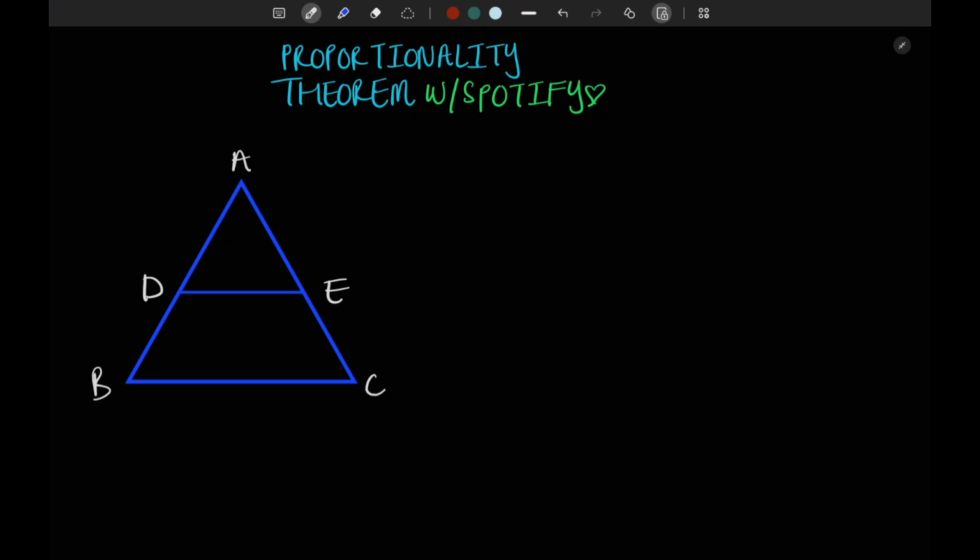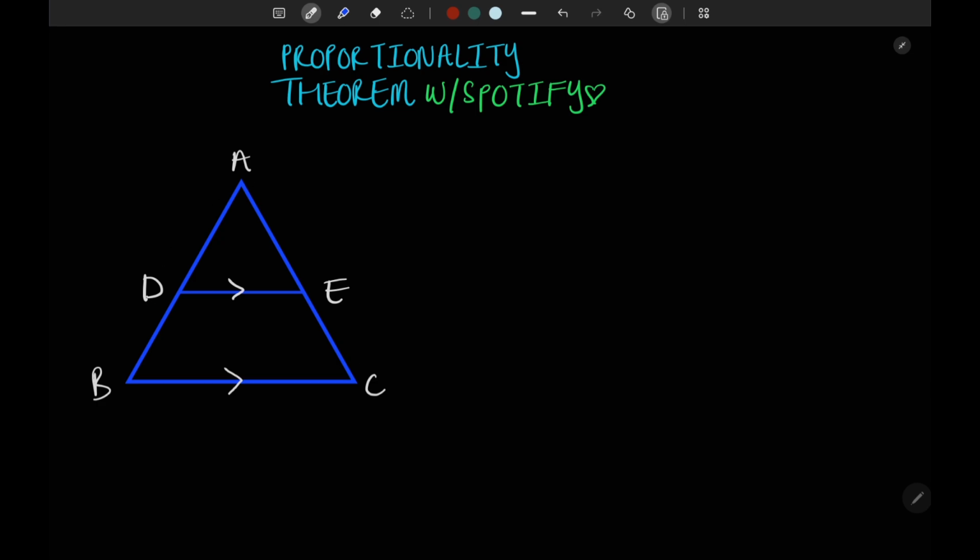Now, I know that you might be thinking that this statement doesn't make a lot of sense. Luckily, in math, we use statements and reasons instead of full sentences. So we have a triangle here. It's triangle ABC. Line DE is drawn parallel to BC. So DE is parallel to BC. It cuts sides AB and AC at D and E.